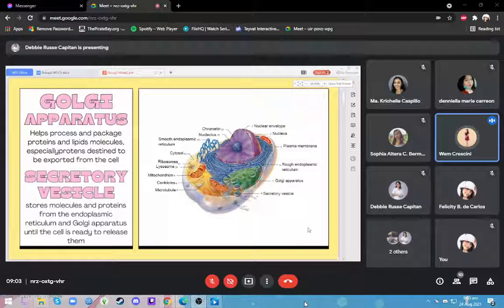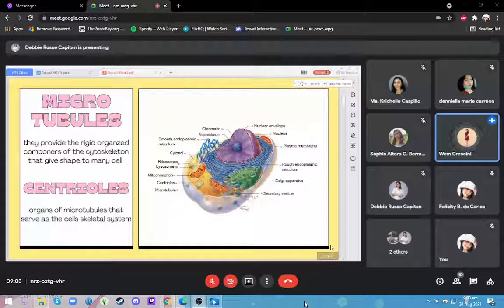Next, our answer for number six is secretory vesicle. It stores the molecules and proteins from the endoplasmic reticulum and Golgi apparatus until the cell is ready to release them. Number seven is microtubules. They provide the rigid, organized components of the cytoskeleton that give shape to many cells. Number eight is centrioles. Centrioles are organizers of microtubules that serve the cell as the skeletal system.